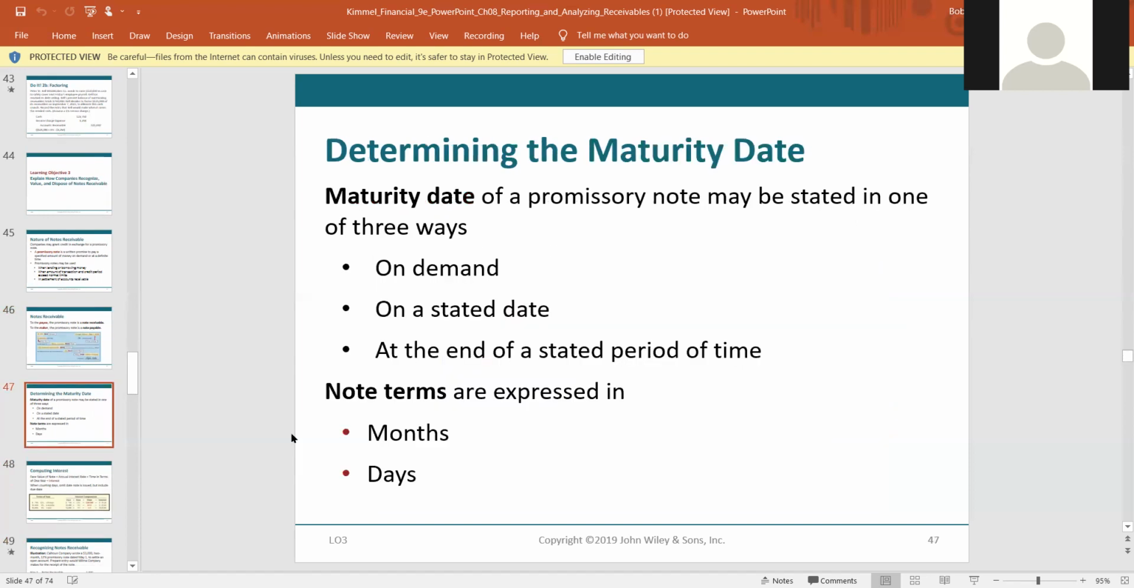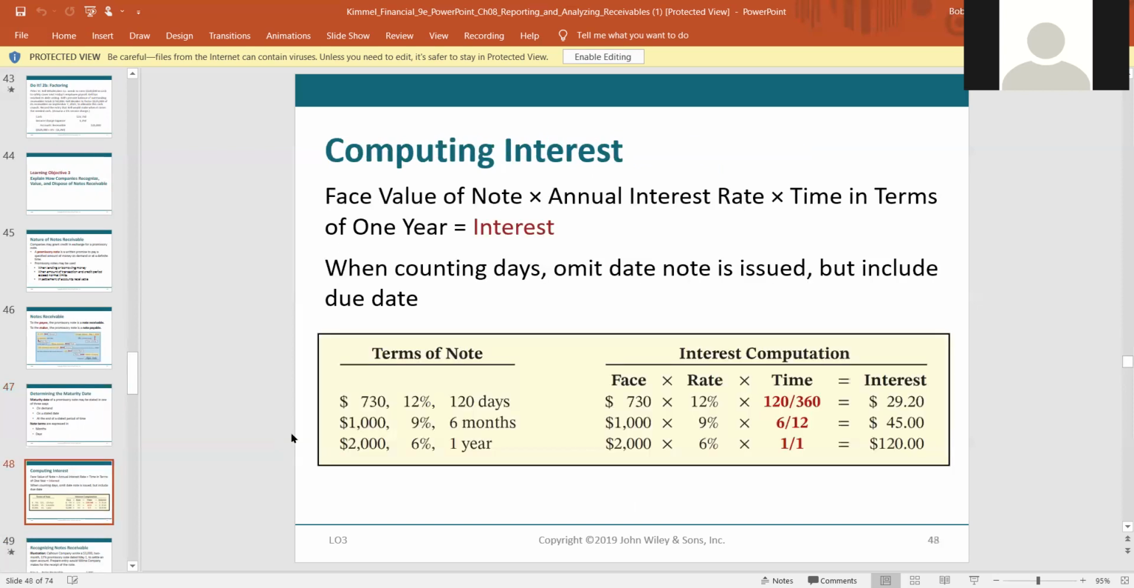Determine the maturity date. The maturity date of a promissory note may be stated on demand, on a stated date, or at the end of a point in time, and no terms are expressed in months and days. So let's take this. When counting days, omit the date the note is issued, but include the due date. So what are we talking about here? We have a formula: face value of the note times the interest rate times the percentage of the year. We have a $730 12% note.